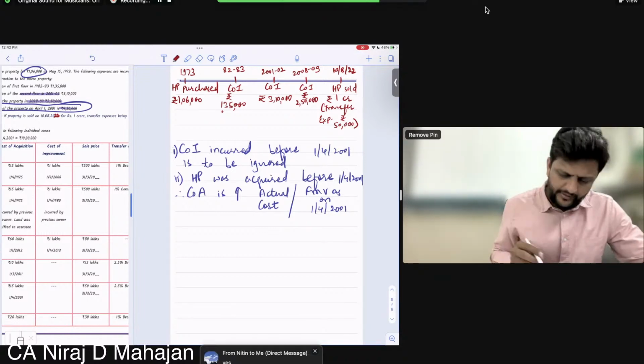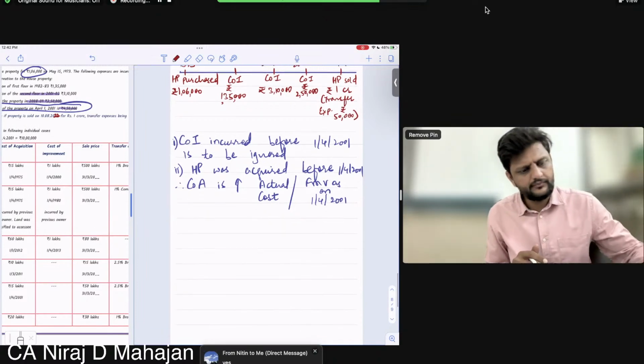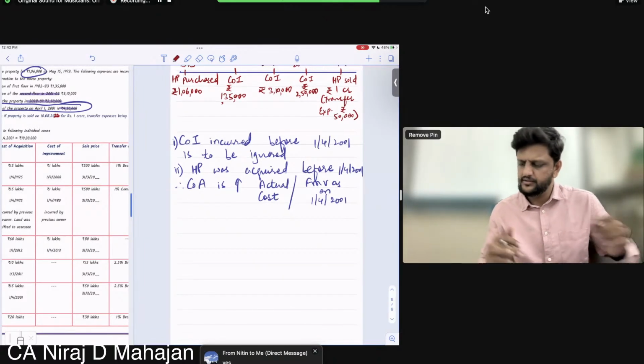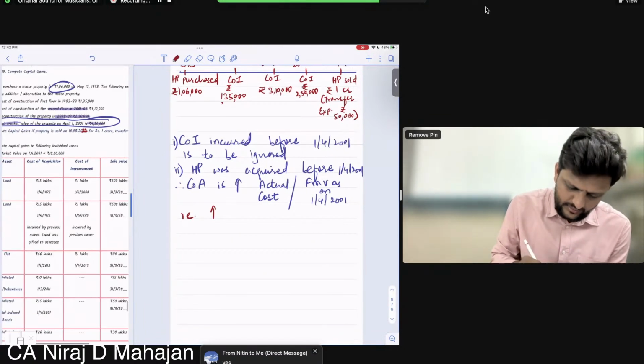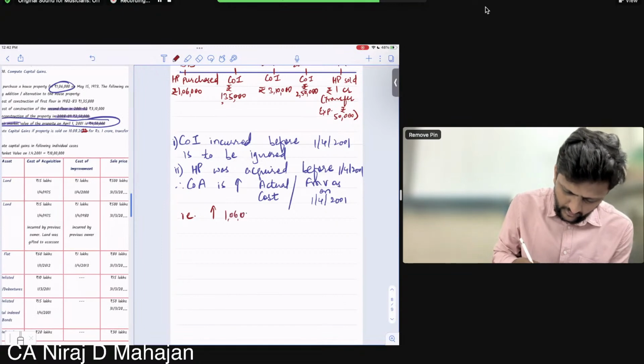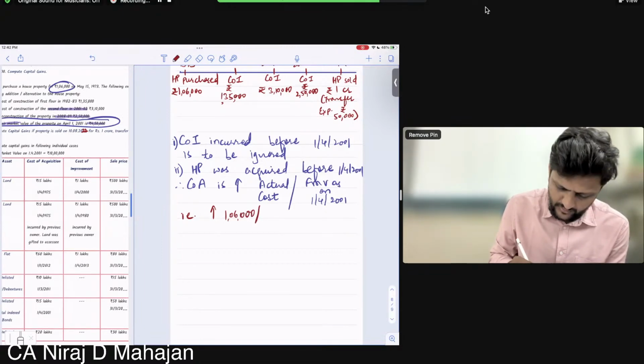Ready? Therefore, what is the cost of acquisition which we will take? 4,60,000. Yes, still here? That is higher of. Or what was the original cost? 1,06,000 or 4,50,000.